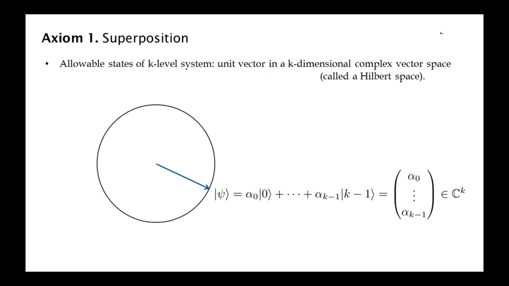The first axiom says the state of the system is a unit vector in a k-dimensional complex vector space. So if it's a k-level system, we have a k-dimensional complex vector space. And the state of the system can lie anywhere on the unit sphere.